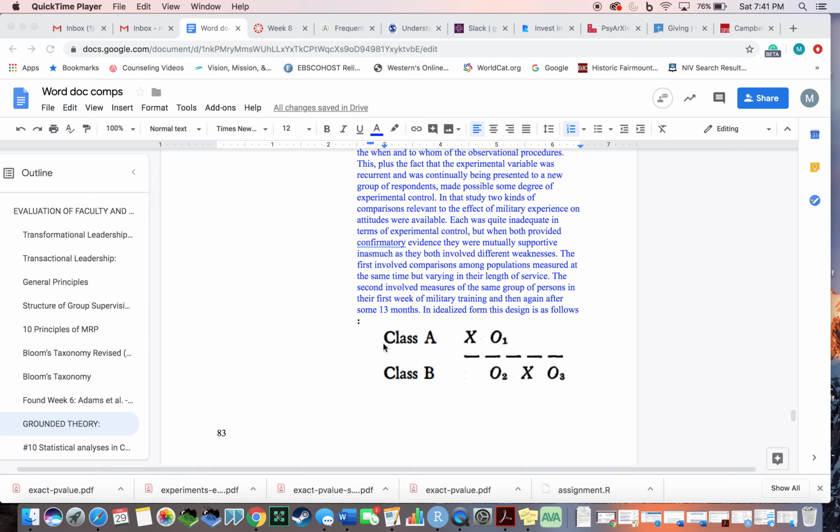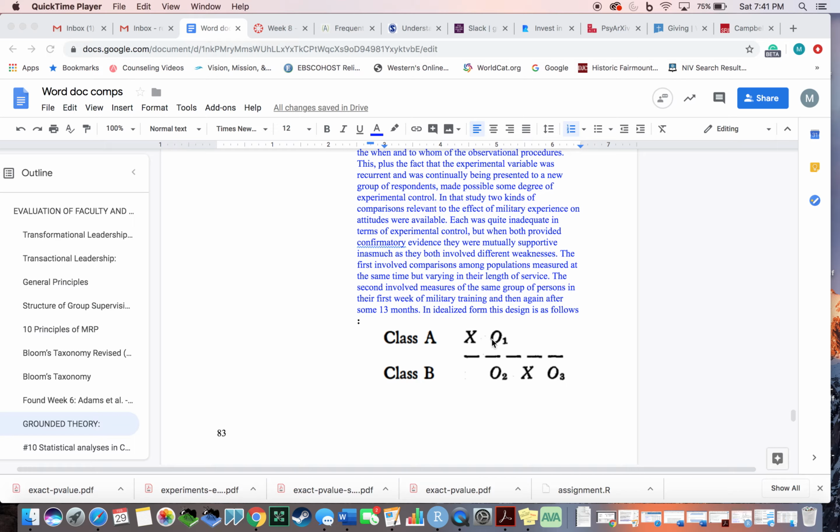They had Class A here. So let's say Class A is going into school in 1950, okay? So Class A goes through school in 1950. They get the treatment. So Air Force Academy is the treatment. They come out afterwards and they have a post-test, okay, that they use to measure their attitudes towards authority. At the same time, and this would be around 1951 now, we have another class that's about to go through Air Force Academy. They're just starting Air Force Academy.